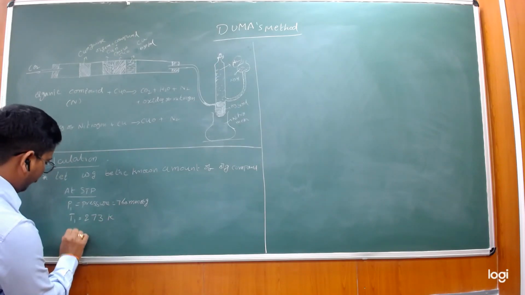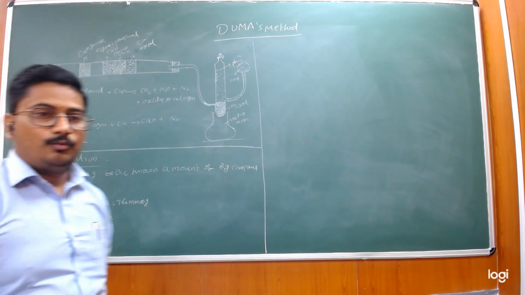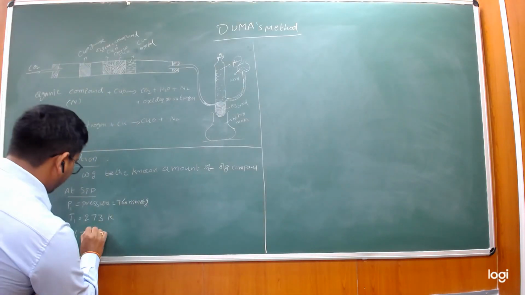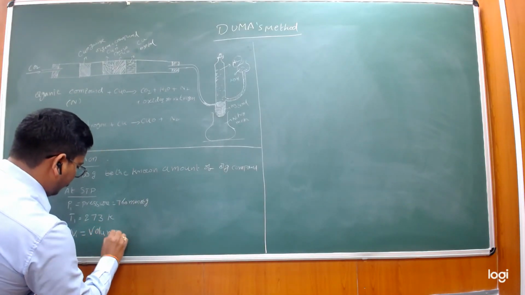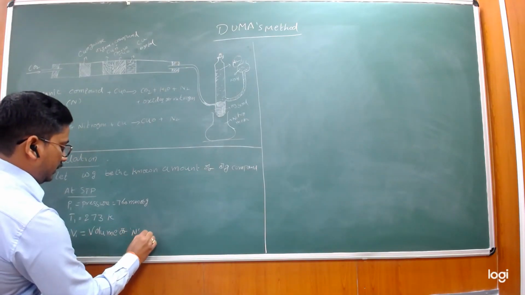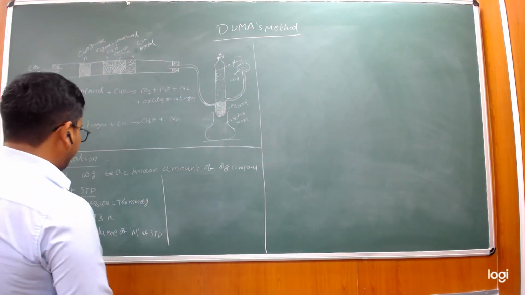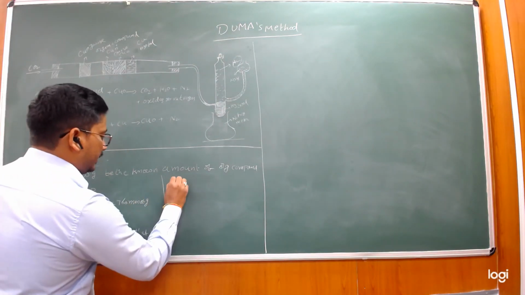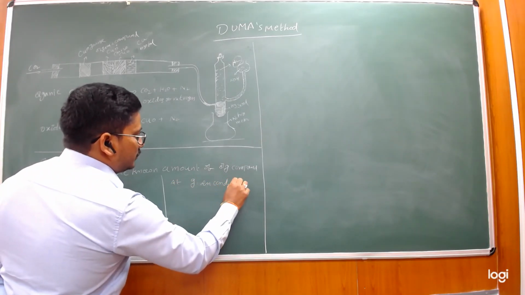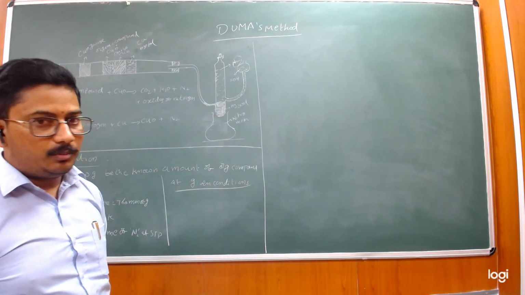Next, V1. So we know that V1, volume of nitrogen at STP, we don't know. So we have to find out this volume of nitrogen at STP. So next conditions are, this is STP conditions, and next the given conditions. These conditions come from the experiment, or in the problem only they will give.